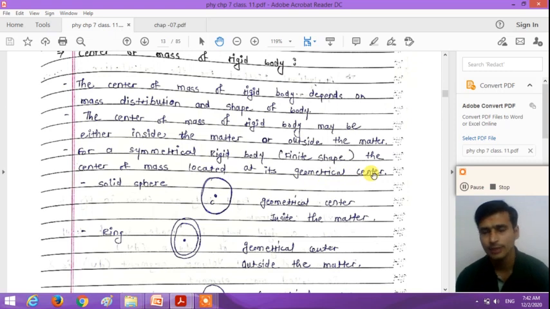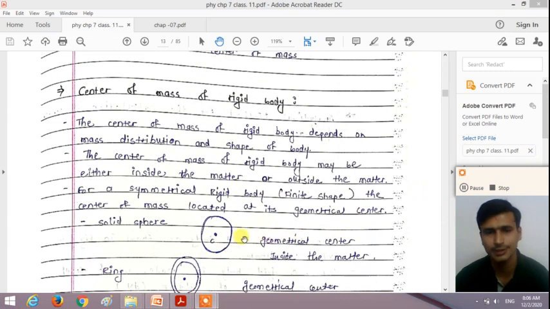For most rigid bodies with a finite shape, we can consider the sphere, the cube, the cylinder. So for most rigid bodies of symmetrical shape, the center of mass is located at the geometrical center. For example, if we consider the solid sphere, the center of mass is at the geometrical center, and the point at which the center of mass is located is inside the matter.